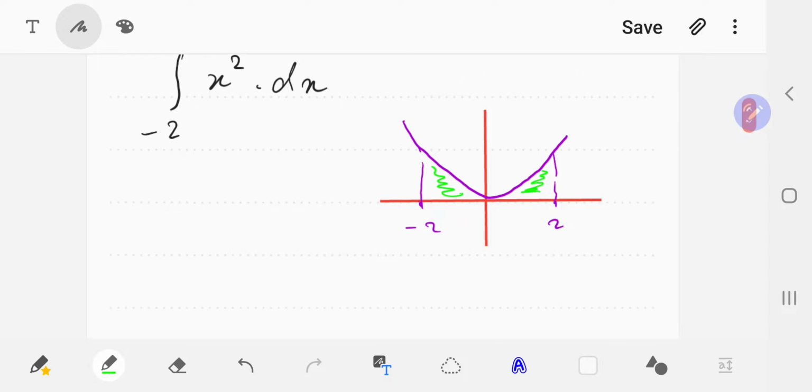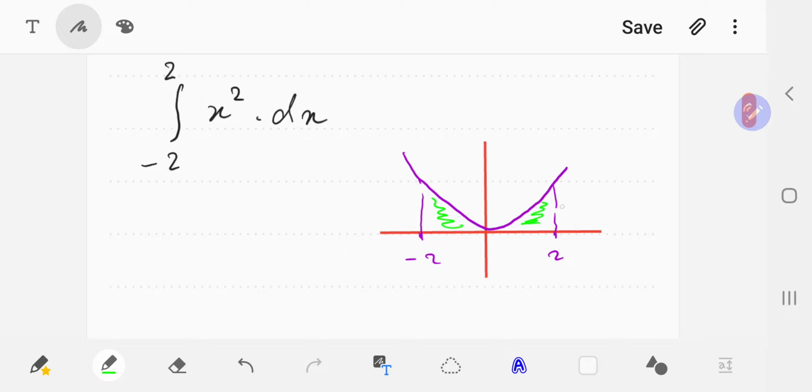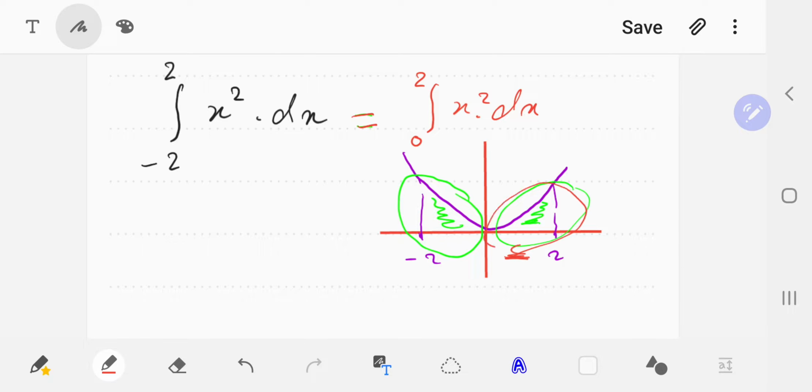And since it's x squared, what makes sense here is that the area on the right side is exactly the same as the area on the left side. And that's true for all even functions. So what does this mean? This means that instead of evaluating the whole integration here, I can just say this will be the same as the integration from 0 to 2 of x squared dx, which is this area here, times 2. So if you multiply the integration from 0 to 2 by 2, that will give you the same answer as the whole integration from negative 2 to 2. You can try that, of course.